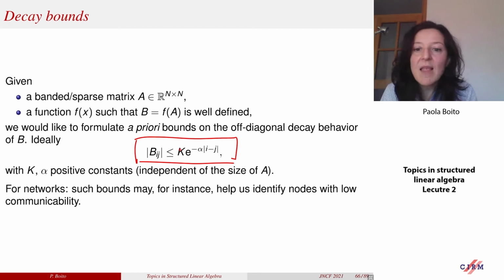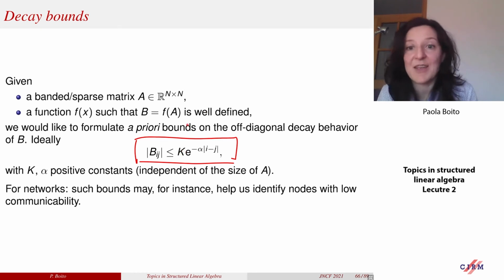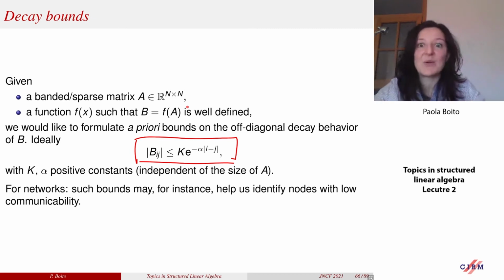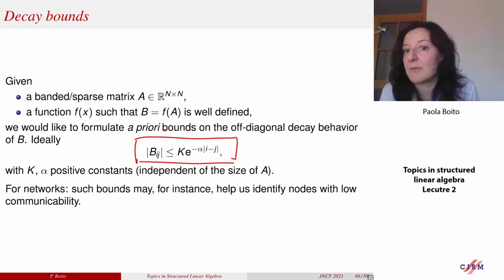Here, K and alpha are positive constants, and we'd like these constants to be independent of the size of A, because in a nice case, think of matrices of the same type, but of increasing size. We'd like the decay rate to be the same. Otherwise, the bounds are not so effective. We cannot give a uniform truncation rule for obtaining a banded approximation. So what we'd like to have, and what is obtained in many cases, is this kind of result.